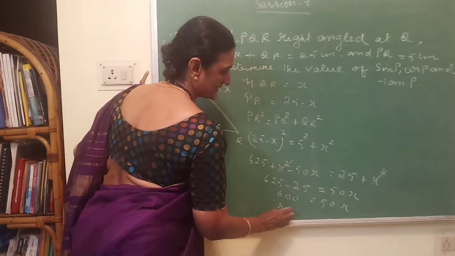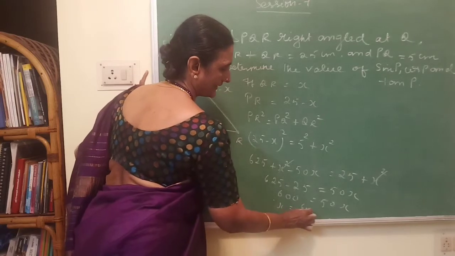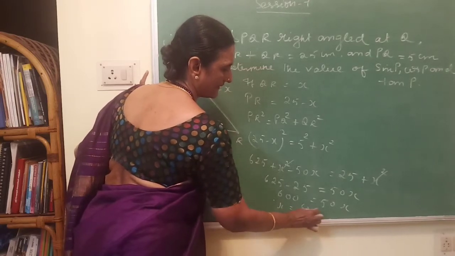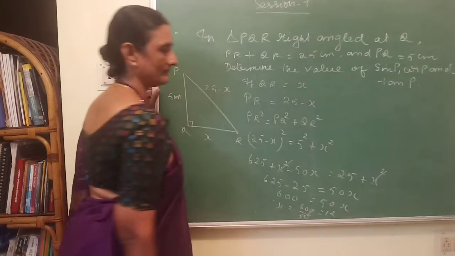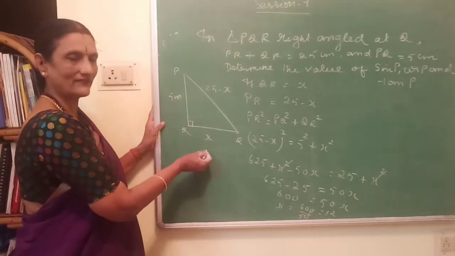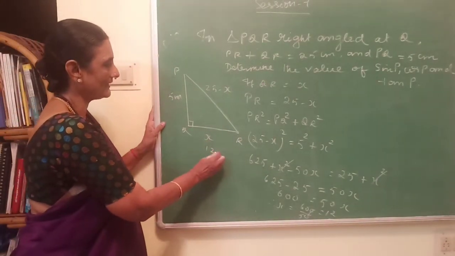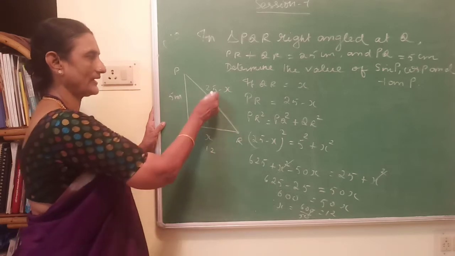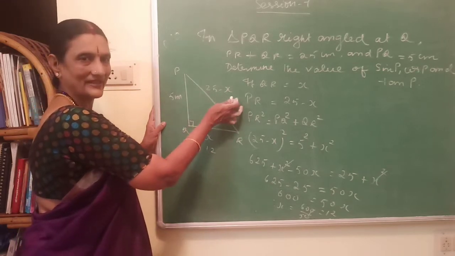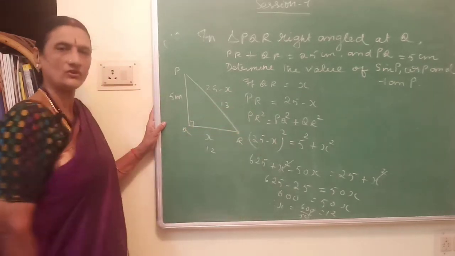Therefore x is equal to 600 divided by 50. That gives you the answer 12. That is, one of the missing sides is 12. Therefore, what about 25 minus x? 25 minus 12, that is going to give you 13.